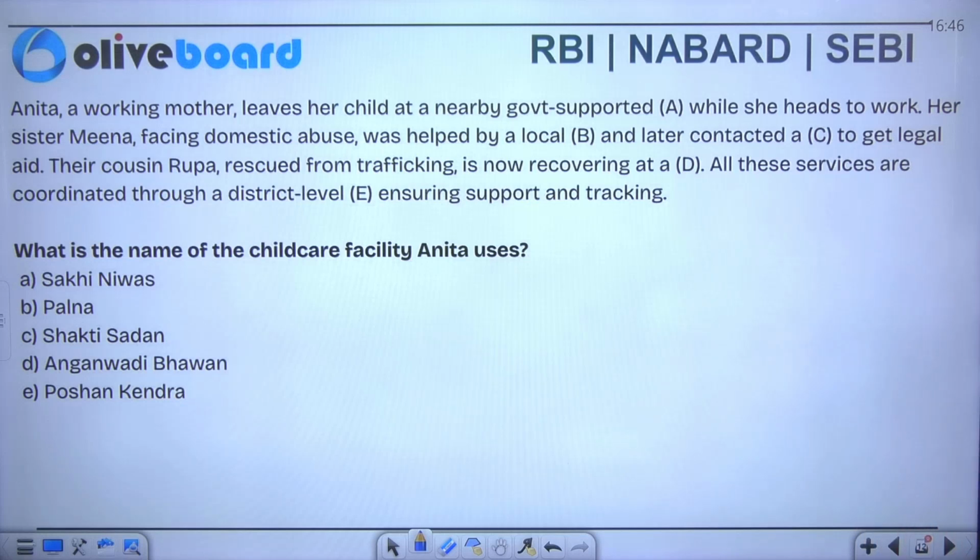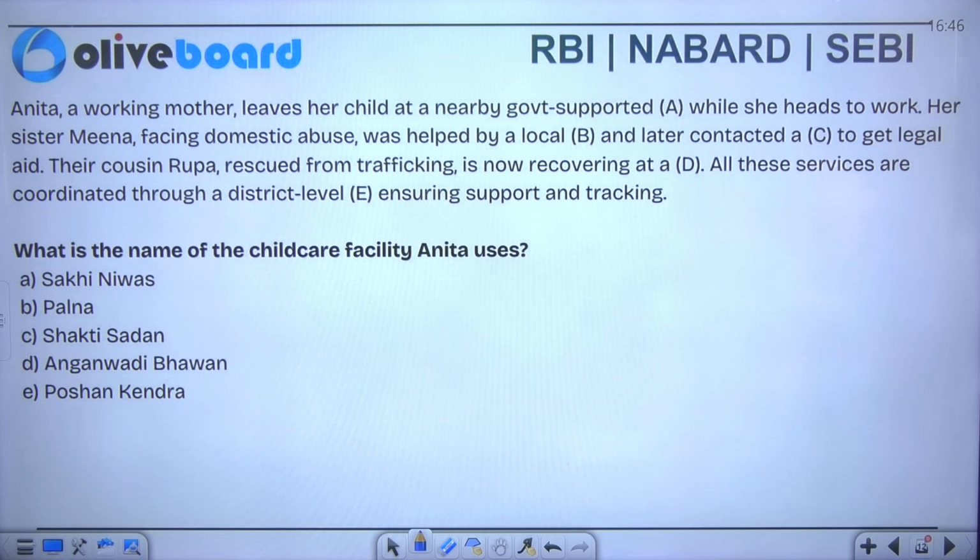So the question says that Anita, a working mother, leaves her child at nearby government supported A while she heads to work. Her sister Meena, facing domestic abuse, was helped by local B and later contacted C to get legal aid. Their cousin Rupa, rescued from trafficking, is now recovering at D. All these services are coordinated through district level E, ensuring support and tracking. So what is the name of the child care facility Anita uses? Is it Sakhi Nivas, Palna, Shakti Sadan, Anganwadi Bhavan या फिर पोषण केंद्र?